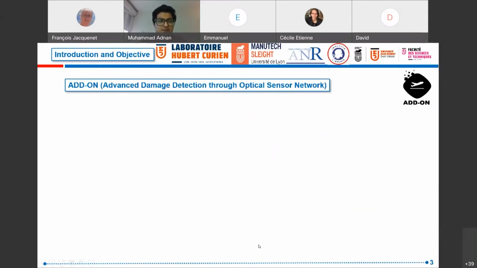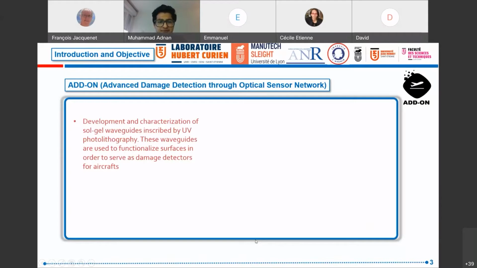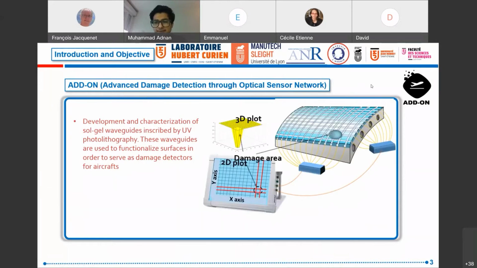So the objective of the internship is to develop and characterize sol-gel waveguides inscribed by UV photolithography. These waveguides are used to functionalize surfaces in order to serve as damage detectors for aircraft. Now I would like to talk about ADDON. In the framework of Clean Sky 2, the project ADDON, which is the acronym of Advanced Damage Detection through Optical Sensor Network, we have to create a 2D sol-gel waveguide which can be implemented on aircraft such as wings.